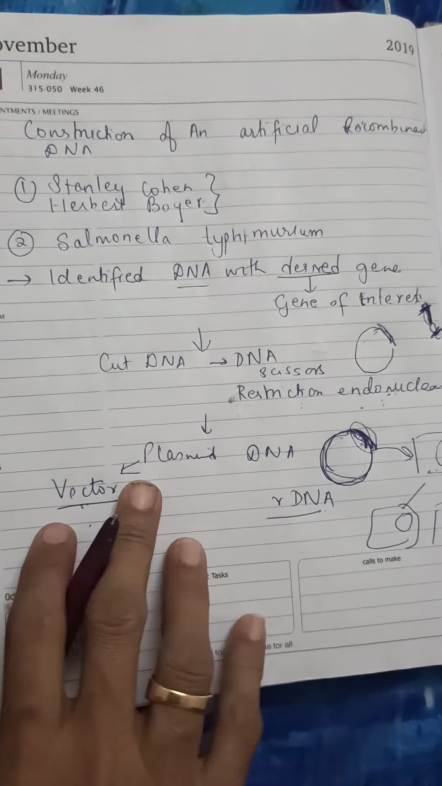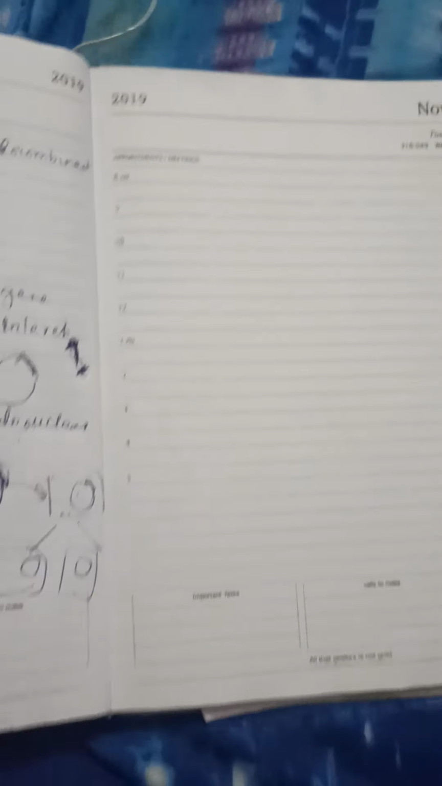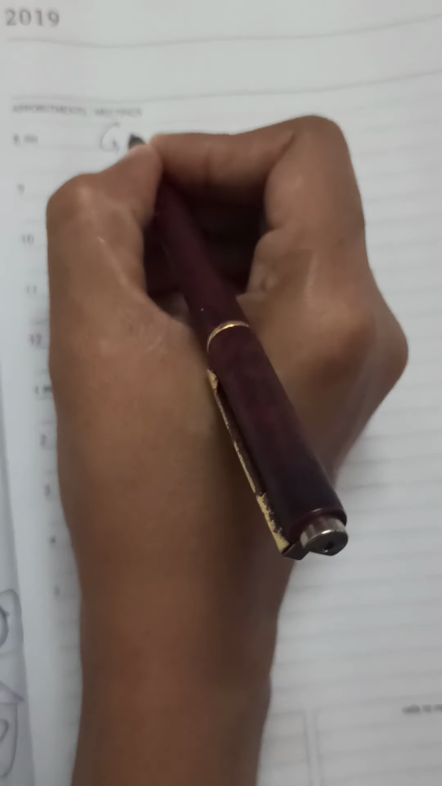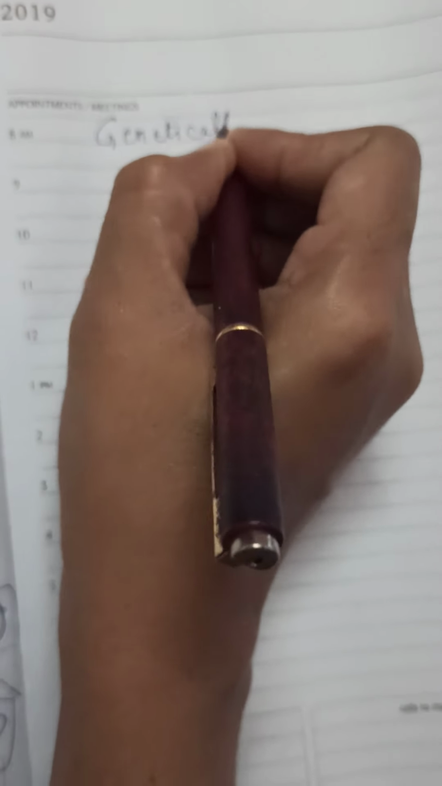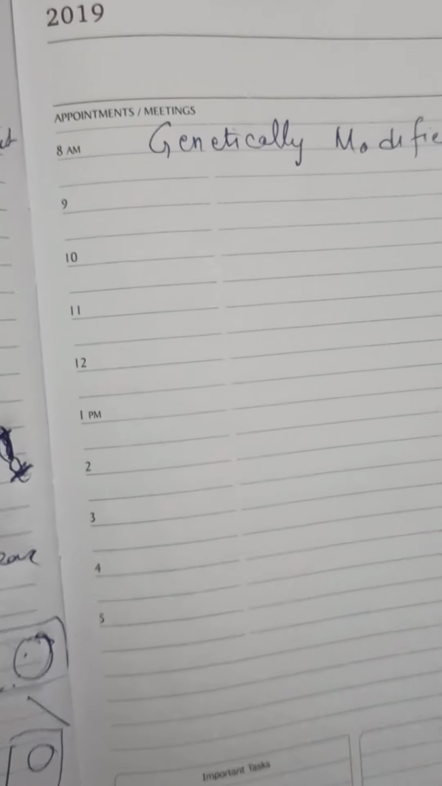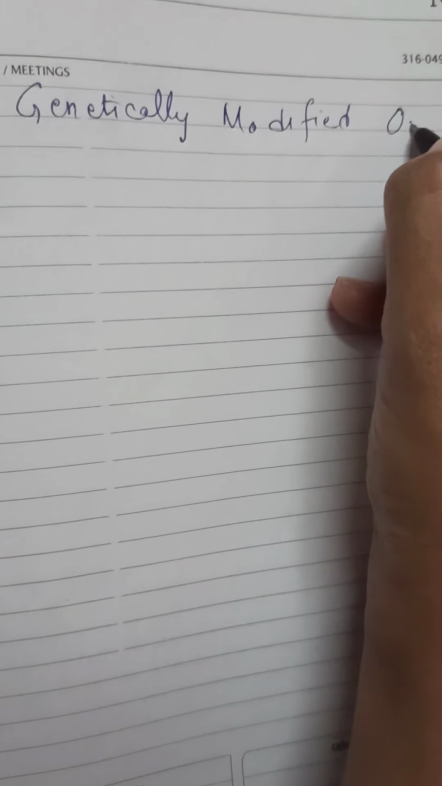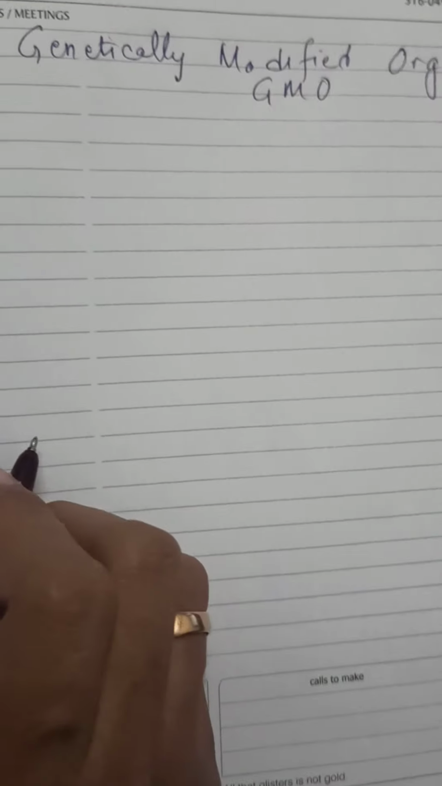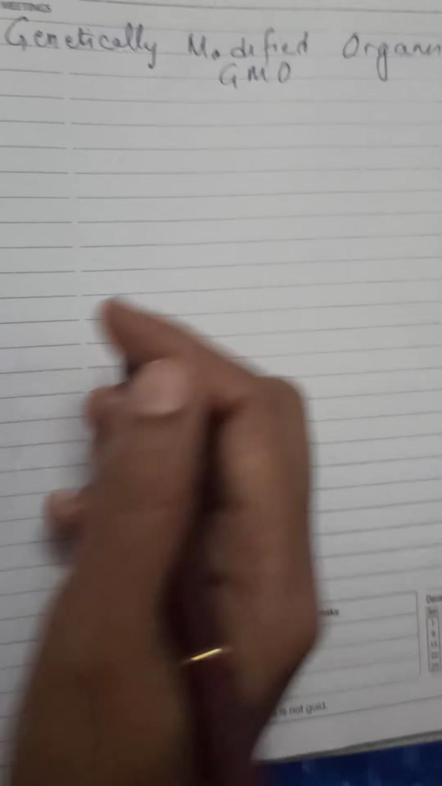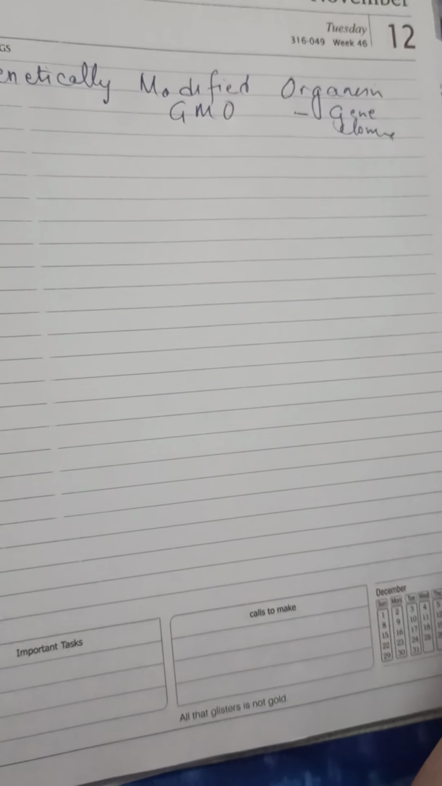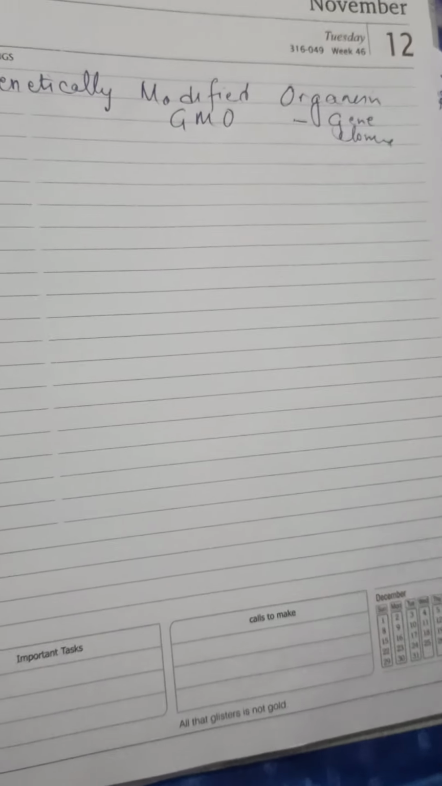So these are the three basic steps that are involved. Now we are forming a new organism. We call that new organism that is formed a genetically modified organism. That is, we are modifying that organism with our gene of interest. So that is called GMO, or genetically modified organism, or we can say gene cloning. After the organism is formed, we are obtaining copies of that.